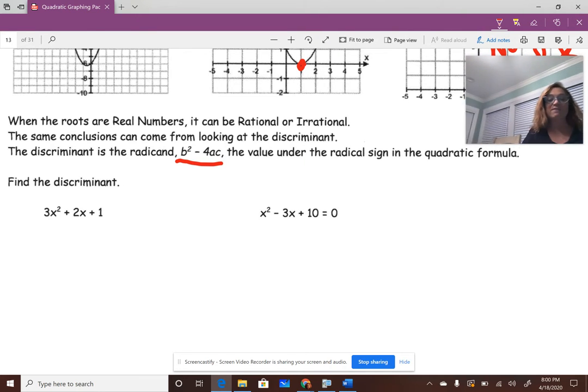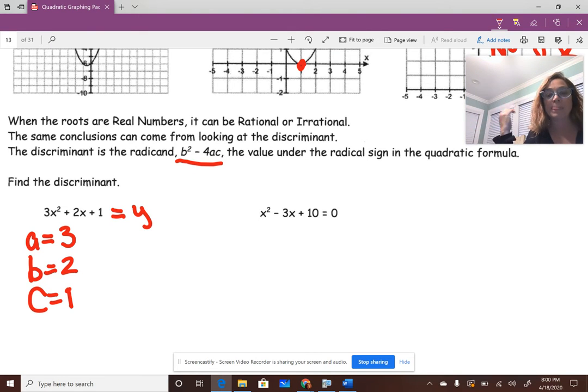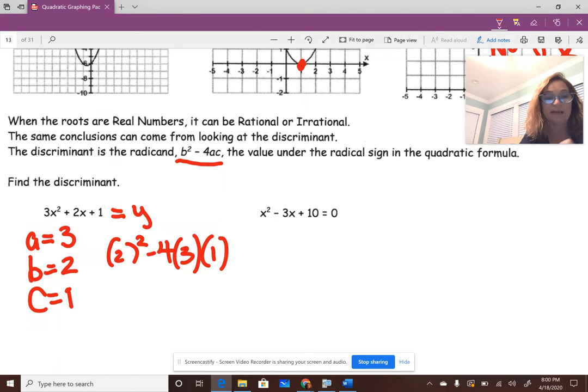Okay, so I'm going to find the discriminant. So I'm just going to look for the a, the b, and the c. Now, I really should have had that either equal to y or equal to 0. So that's my fault, but fill it in yourself, okay? All right, so I'm going to do b squared minus 4 times a times c. And you can just bop that in your calculator, okay? 2 squared is 4. 4 minus 12 is negative 8.